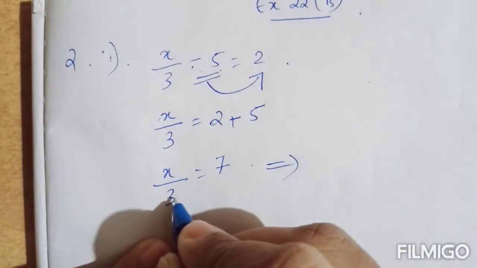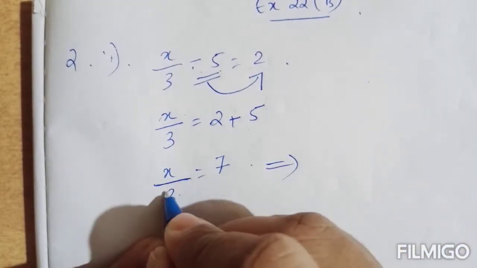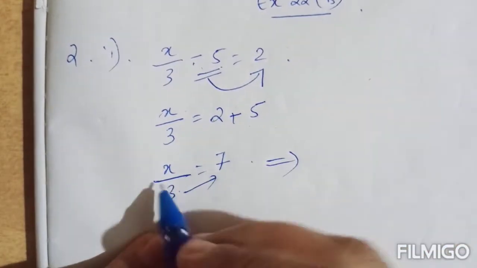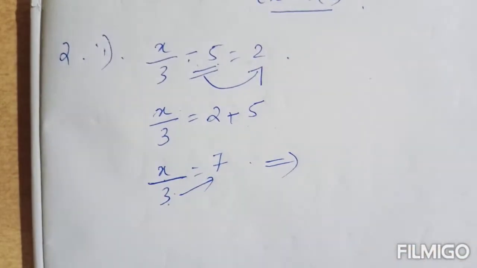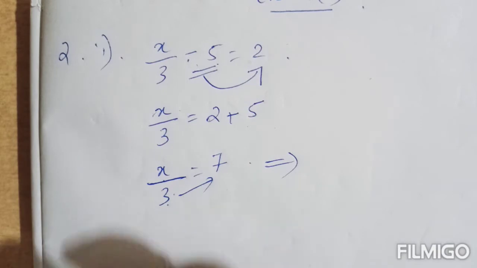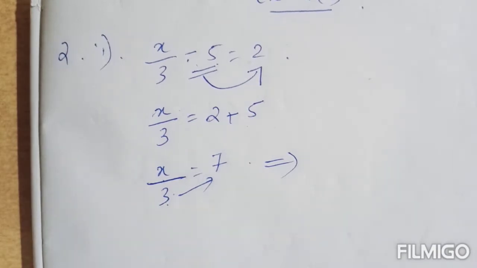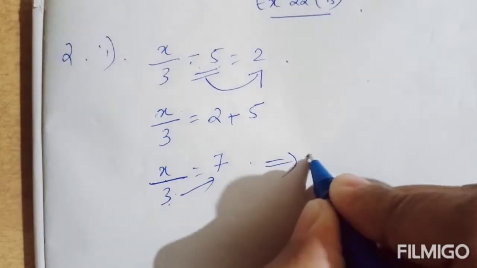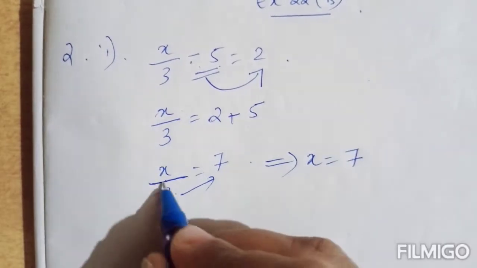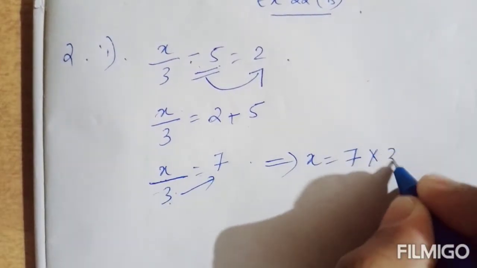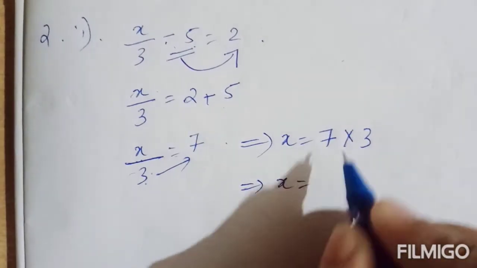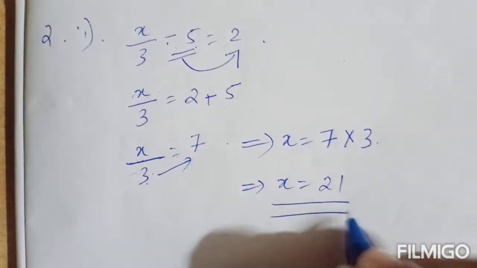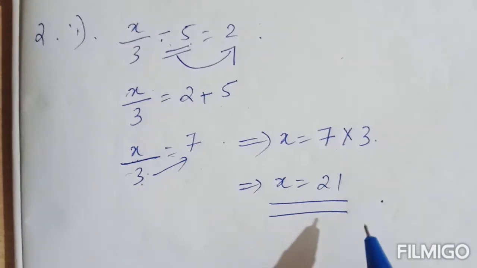Now we are transferring this divided by 3 to the other side. So divided by any number, on taking to the other side, will be multiplied by that number. Division on taking to the other side will be multiplication. Okay, so x equal to 7 divided by 3 will become multiplication by 3, which implies x equal to 7 into 3, it is 21. So this will be the answer.